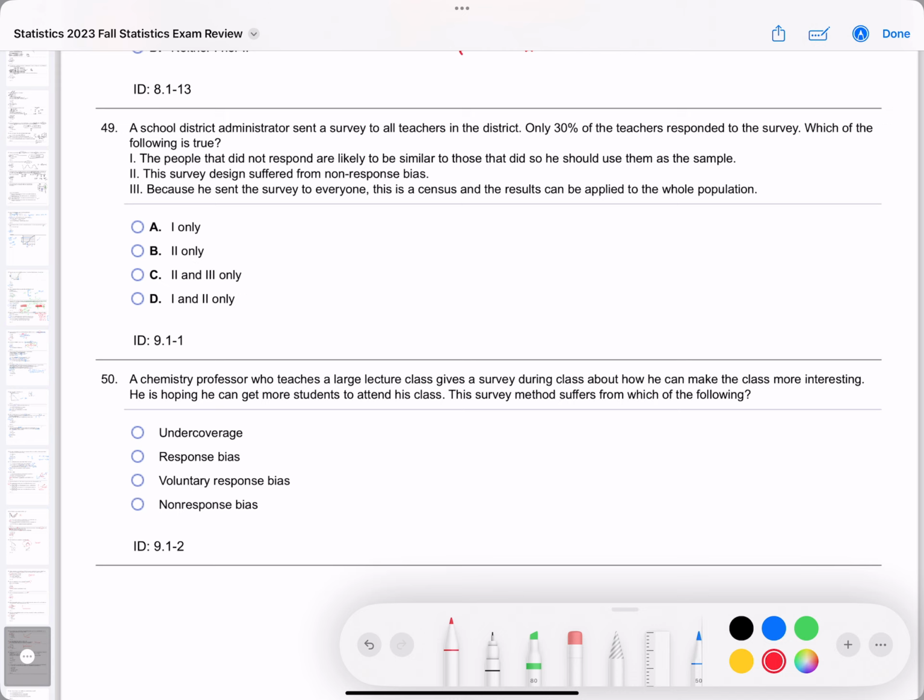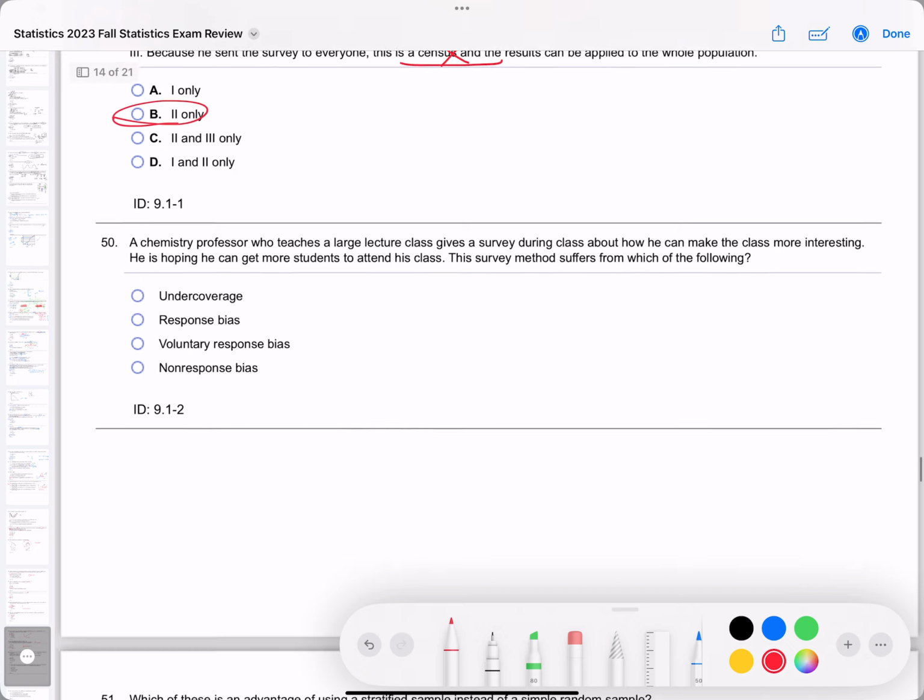Again, on this one, what's true? For 49, the people that did not respond are likely to be similar to those who did, so you shouldn't take them in the sample? No, we don't know that. That's not true. This suffered from non-response bias because only 30% of the teachers took the survey. Not everybody took it, and so yes, that is non-response bias. This is not a census because it's not sent to the entire population, and not everybody did it. So for 49, the answer is 2 only.